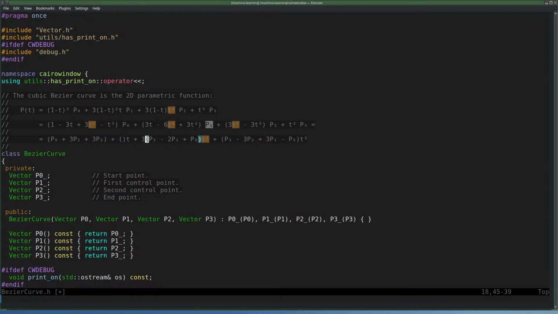P0 plus 3 times this one is minus 6 P1, minus 6. This one is plus 3 P2. 3 times P2. And that's it. Anyone sees a mistake, please scream.